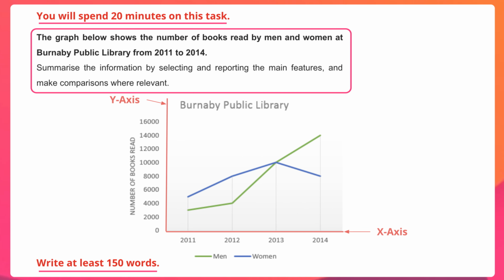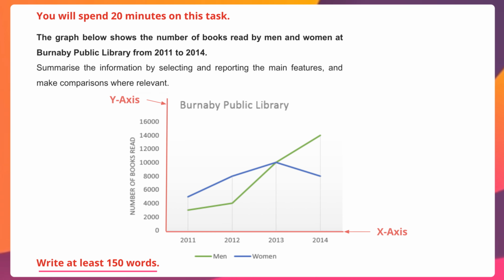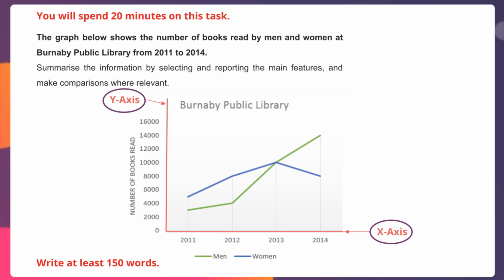The main important thing that you need to notice here in the line graph is the two axes. The Y-axis, which talks about the number of books read by men and women, and the x-axis, which actually talks about the time period. You can see that there are two lines given. These two lines are the two categories representing men and women. There is a topic even here in the line graph which says Burnaby Public Library. And this is the line graph which completely talks about two different categories.